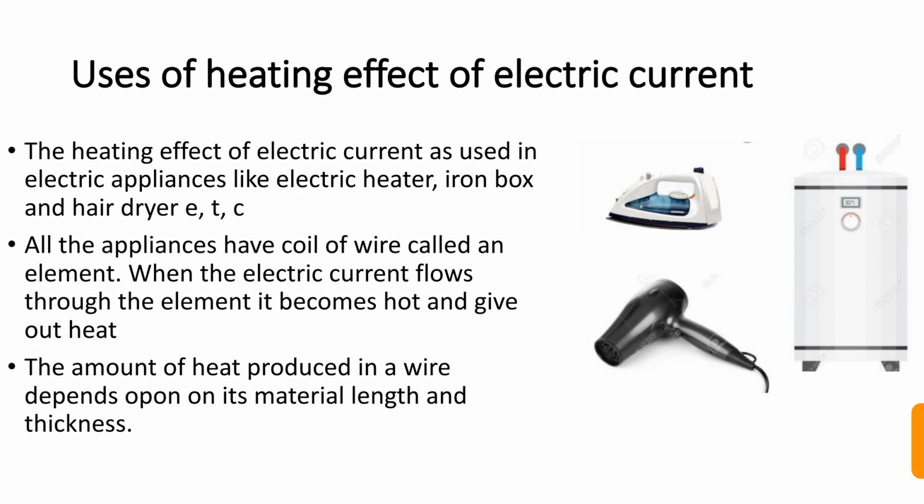In a hair dryer, the element will become hot when the current is switched on, and it will give us heat. The amount of heat produced in a wire depends upon its material, length and thickness. If the wire is very thick, it will take much more time to get heated. If the wire is thin, it will heat up fast.